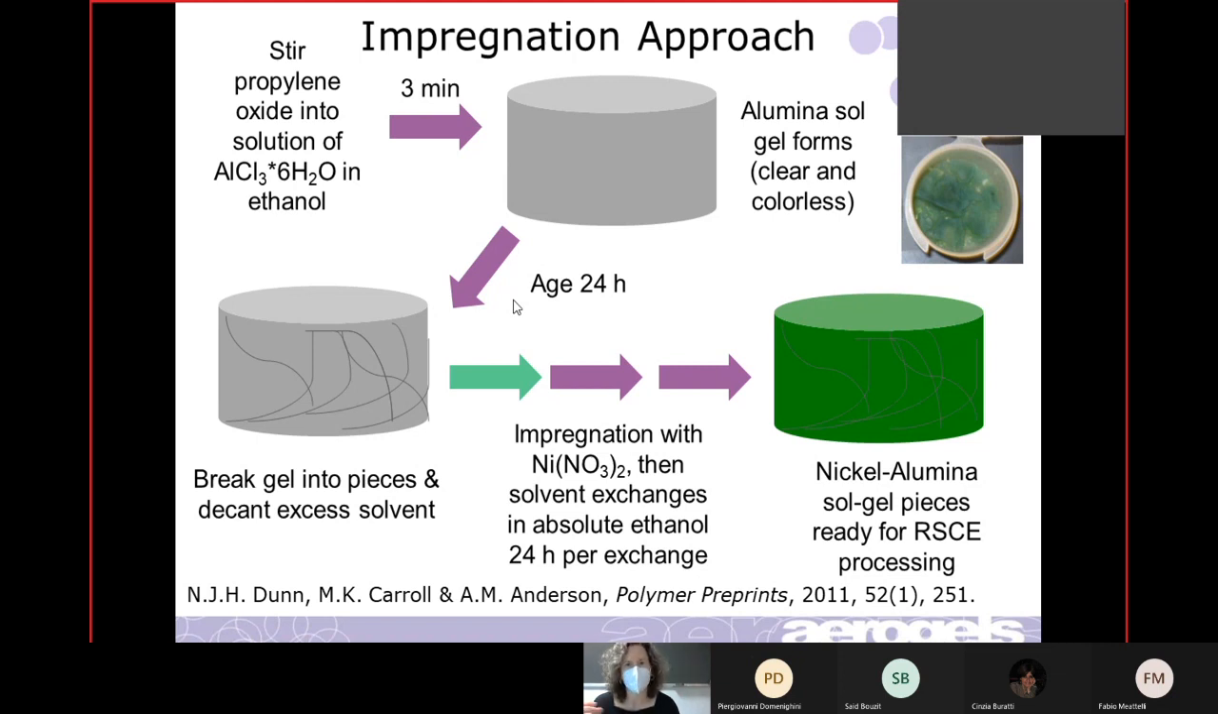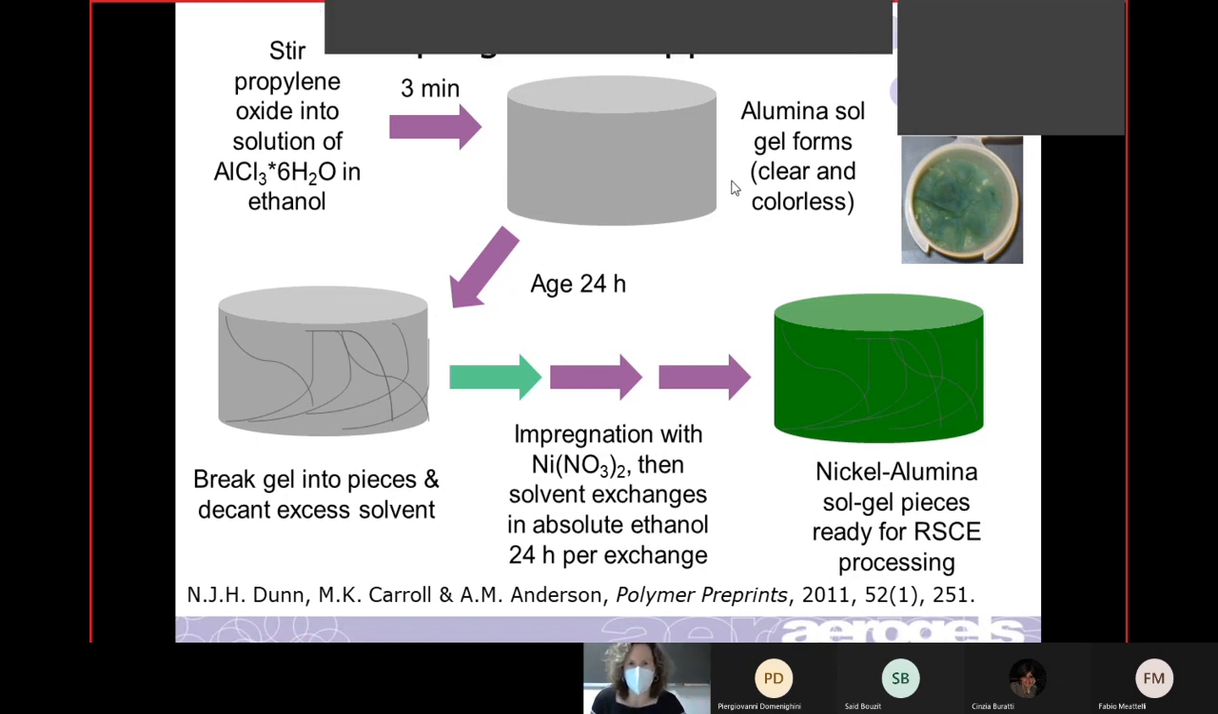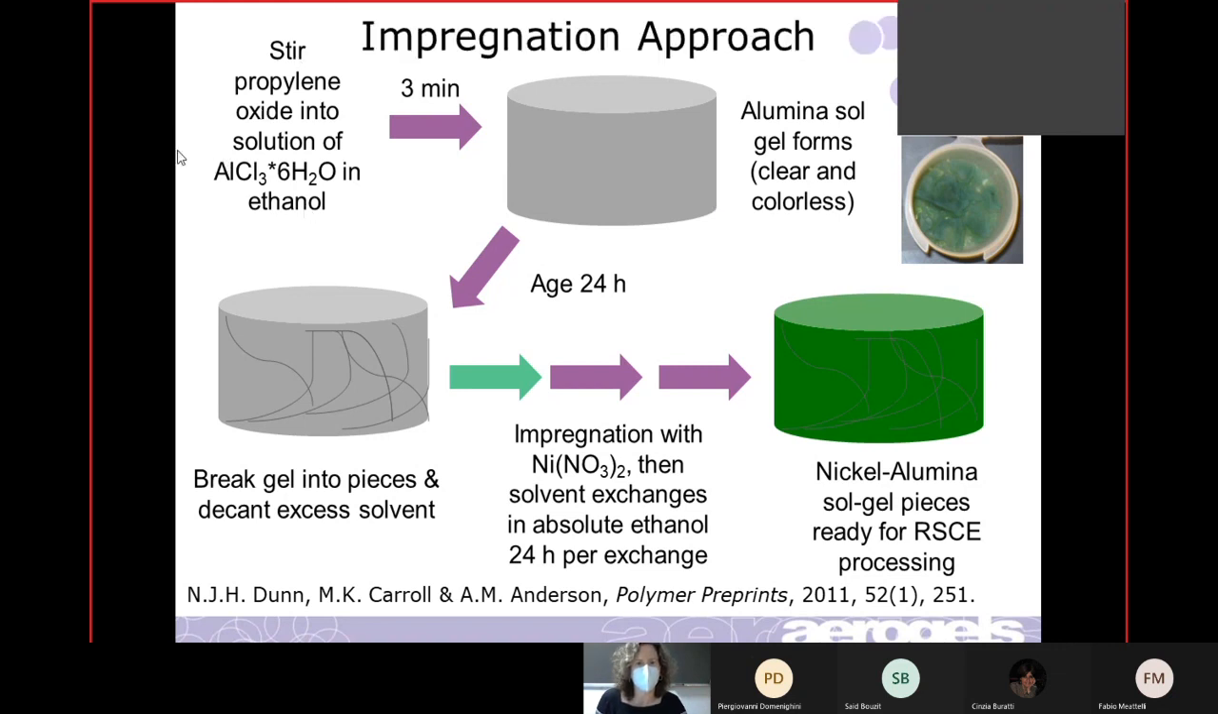And so I promised that I would go through the chemistry again, which I will. In the example shown here, we first make an alumina aerogel using the epoxide-assisted approach, stirring propylene oxide into a solution of aluminum chloride in ethanol, and we make an alumina sol gel. So I'm going to back up.